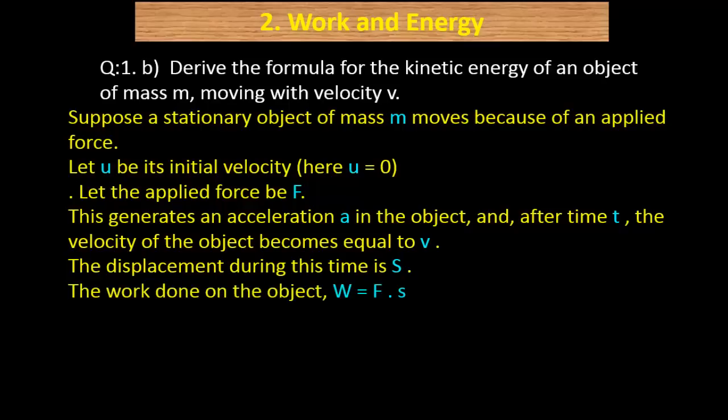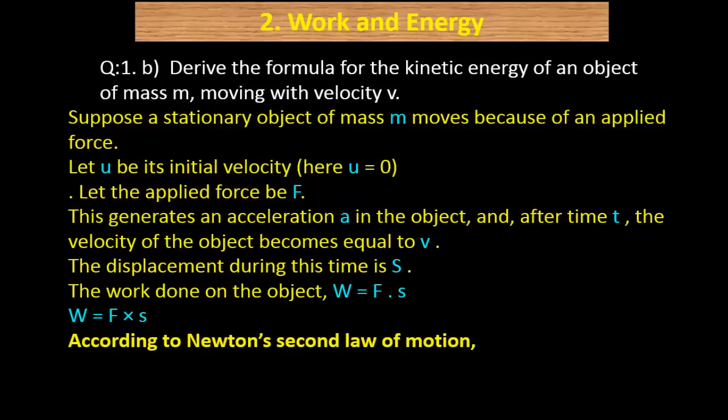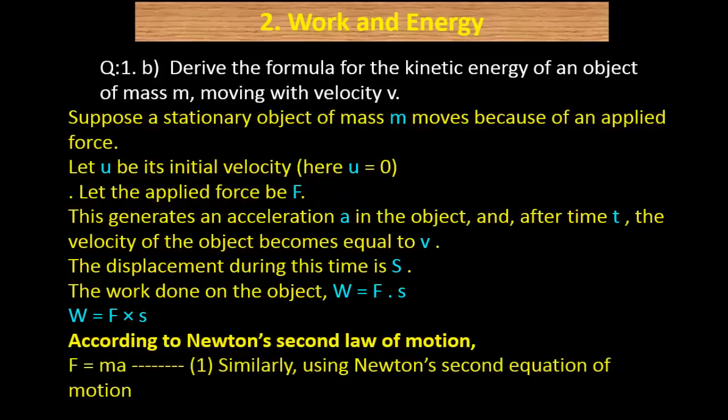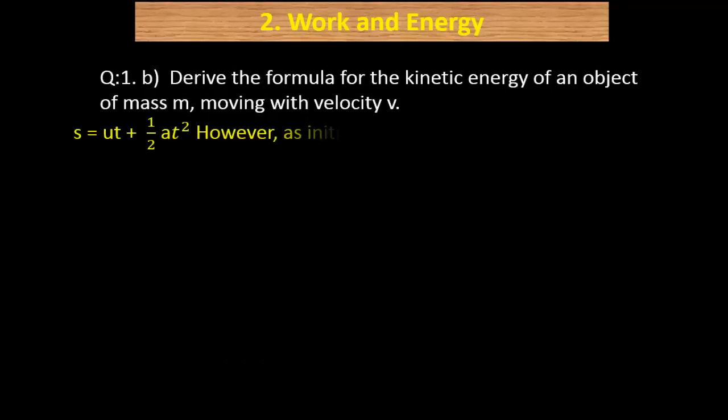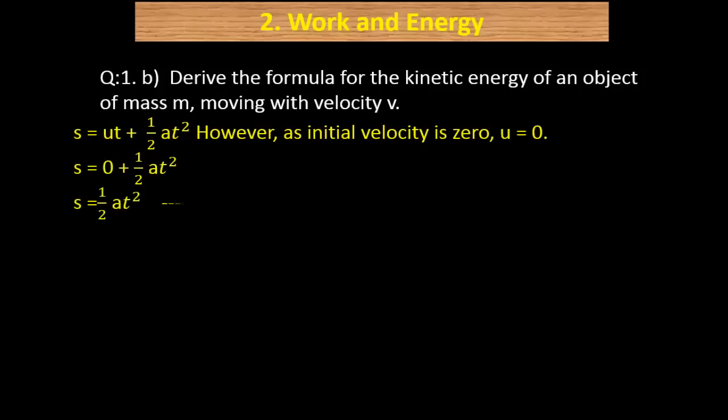The work done on the object W is equal to Fs. W is equal to F multiplied by s. According to Newton's second law of motion, F is equal to ma. Equation 1. Similarly, using Newton's second equation of motion, s is equal to ut plus half at square. However, as initial velocity is 0, u is equal to 0. s is equal to 0 plus half at square. Therefore, s is equal to half at square.